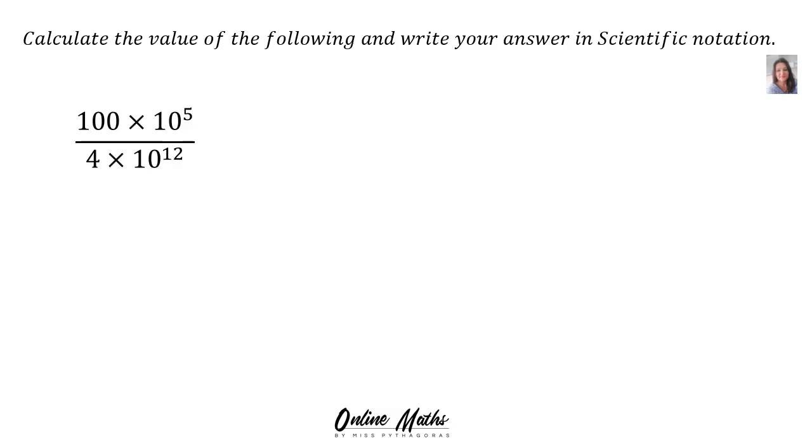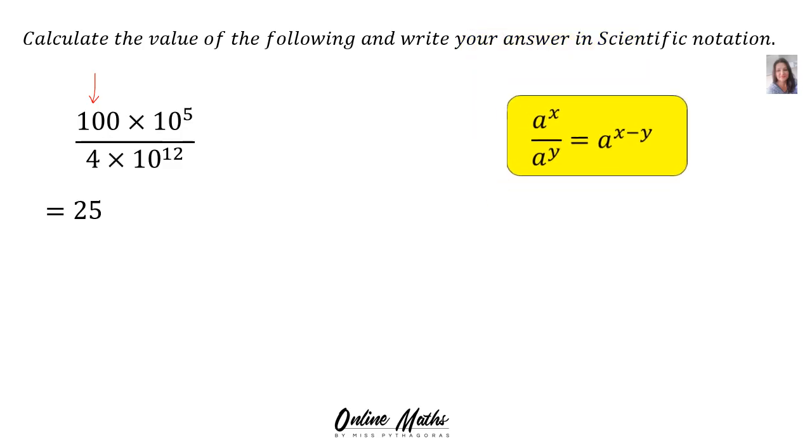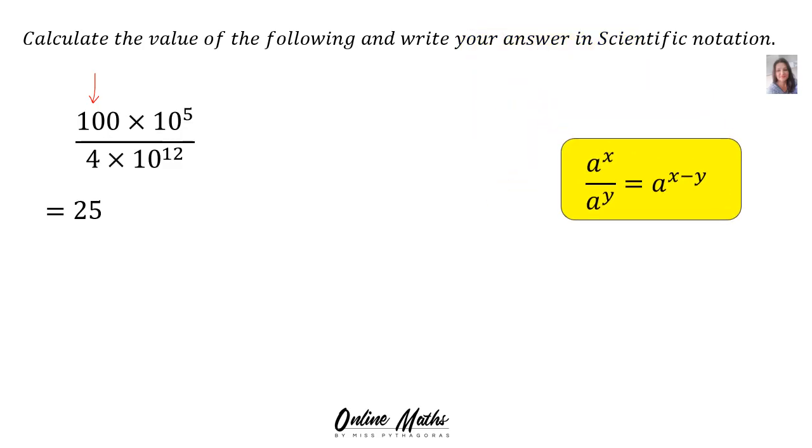Question: calculate the value of the following and write your answer in scientific notation. Again, we will deal with the numbers in front. 100 divided by 4 is 25. And then in terms of the 10 to the 5 divided by 10 to the 12, there's the law of exponents. When bases are the same, we subtract exponents. Therefore, 10 to the 5 divided by 10 to the 12 will be 10 to the 5 minus 12, which is 10 to the negative 7.